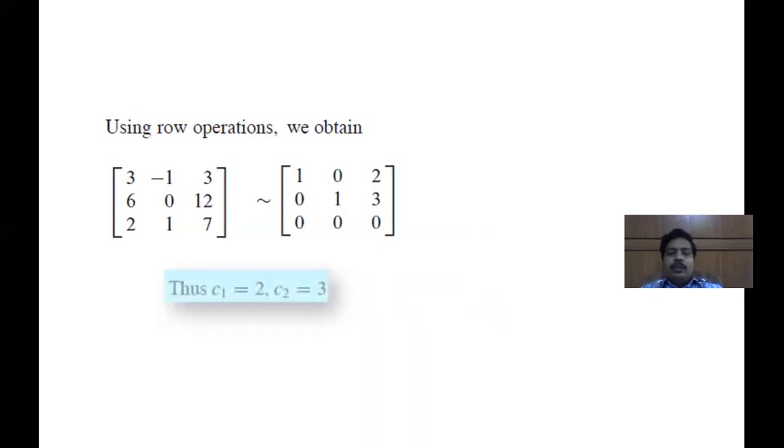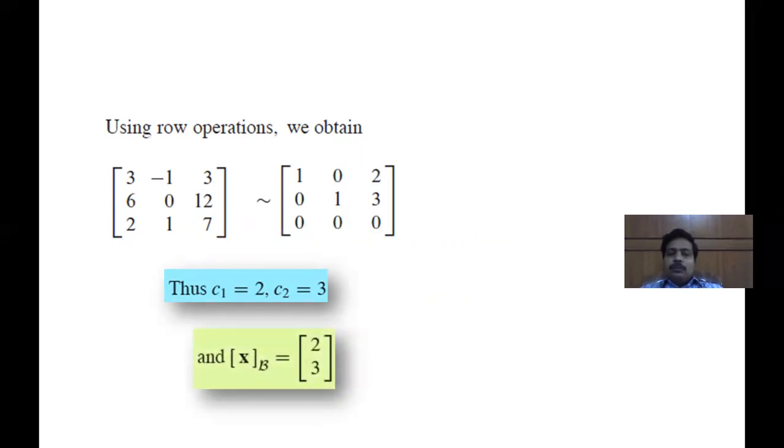Now in this echelon form, there are only two pivot columns, from which you can simply see that this is C1 and this is C2. C1 is 2 and C2 is 3. Since this is consistent, we can further observe that the last row contains all zeros. So it is a consistent relation. If you get some nonzero number here, then it is inconsistent, and you can say that X is not in H. But here, you get a consistent relation, which gives you specific answers for C1 and C2.